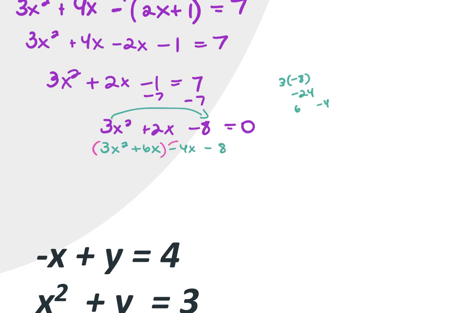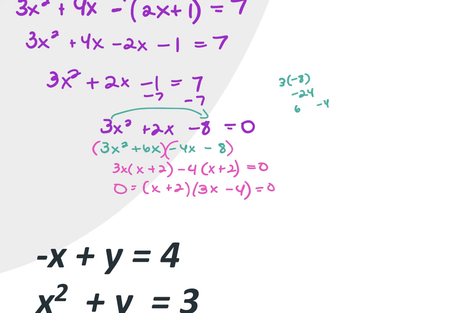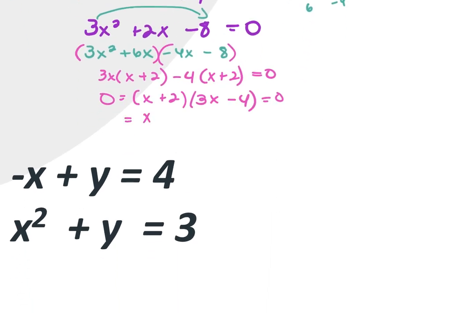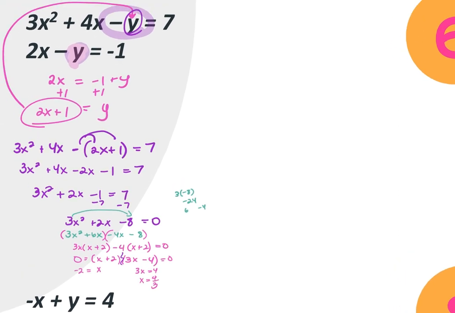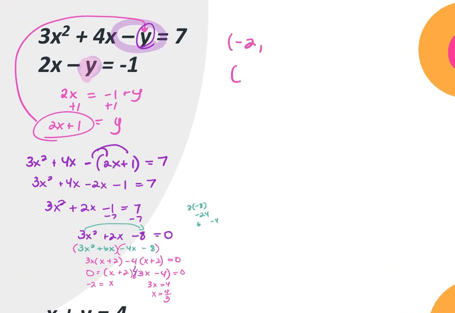And factor by grouping. Take out a 3x here. X plus 2. Take out a -4. X plus 2. And then x plus 2 and 3x minus 4. And then I split and solve. So x equals -2. 3x equals 4. And x equals 4/3. So 2 answers there. One where the x is -2. And one where the x is 4/3. With me so far?